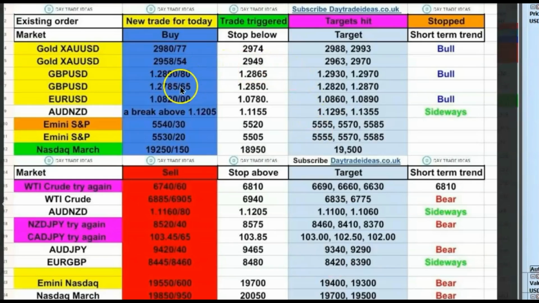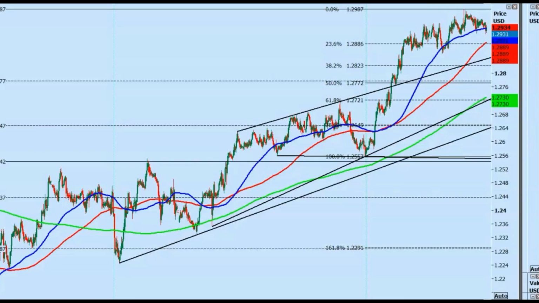127.80 is a good support level. I've got 127.85, 128.65 on my sheet. Stop below, that should say 127.50, not 128.50. Of course, my targets are in the 128 area. There's some good support levels there.